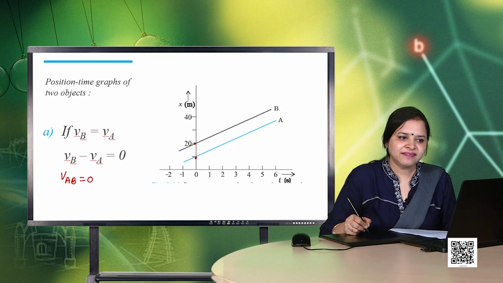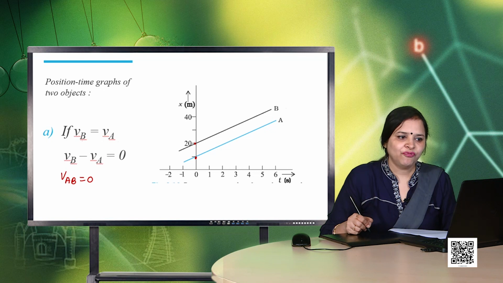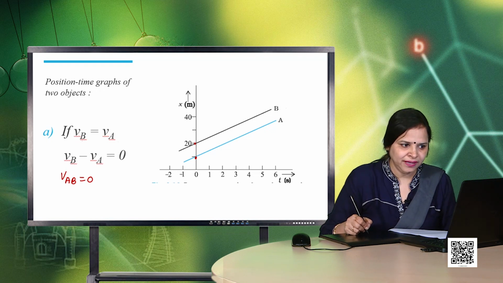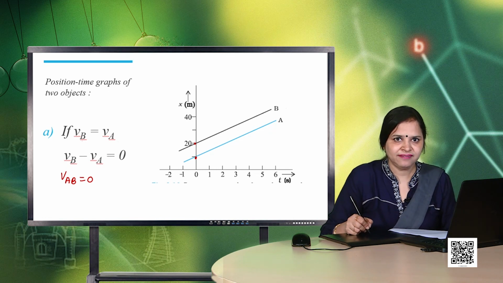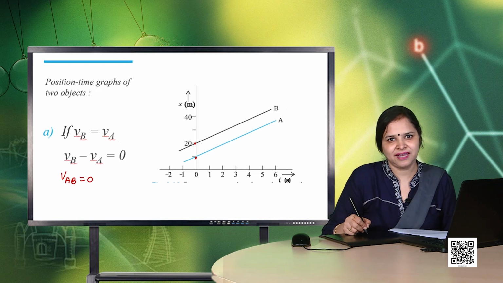We also know that the slope of an xt graph gives the velocity of that particular object. Here the slope will be the same for both the moving objects A and B, and that is how we see that both the lines are parallel to each other. Since the relative velocity is 0, which is only possible when the velocity is the same for both the moving objects, we get the two lines parallel to each other, and that is how we plot a position time graph for two objects which are moving with the same velocity.